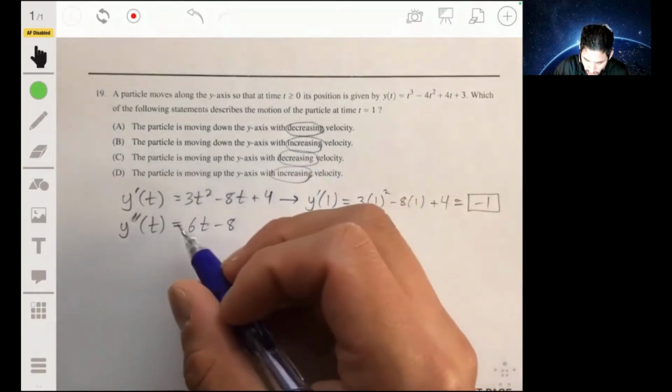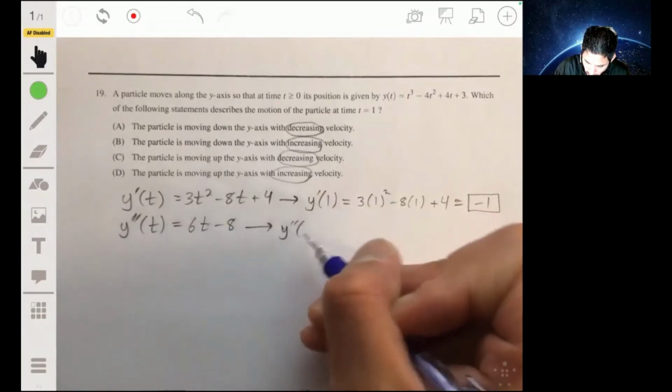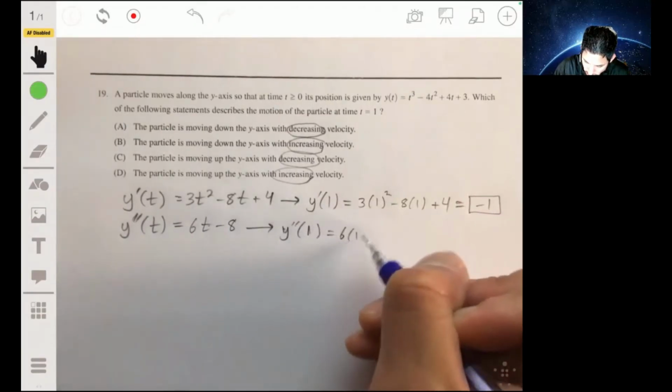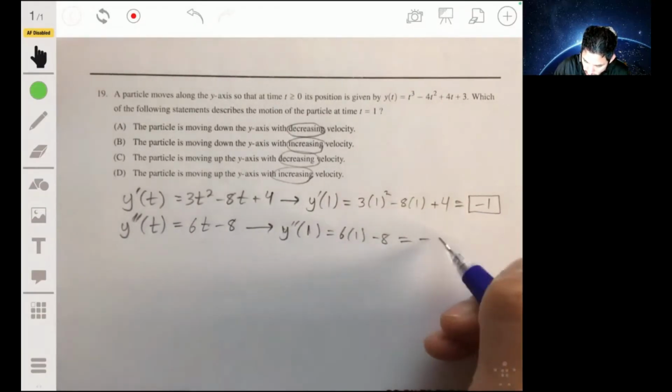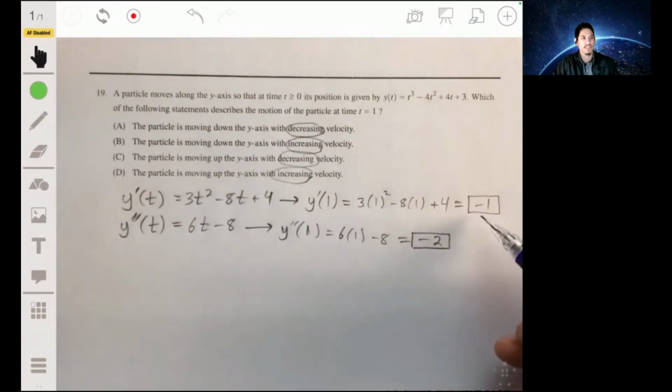Then y double prime of 1 will be 6 times 1 minus 8, which will be negative 2. So since y prime of 1 is negative, that's basically saying that the velocity is negative.